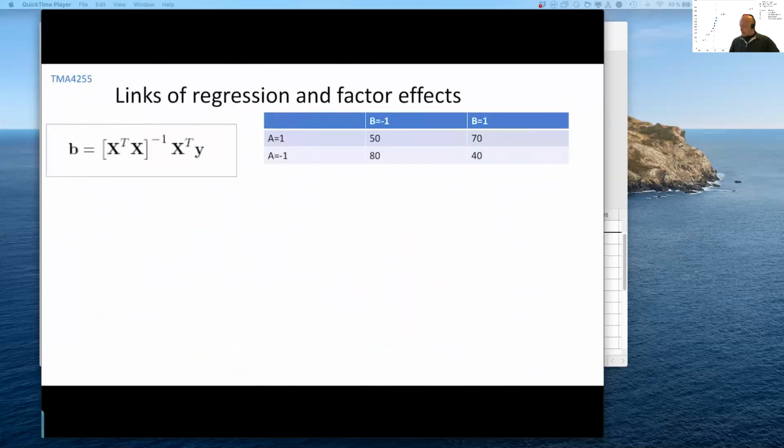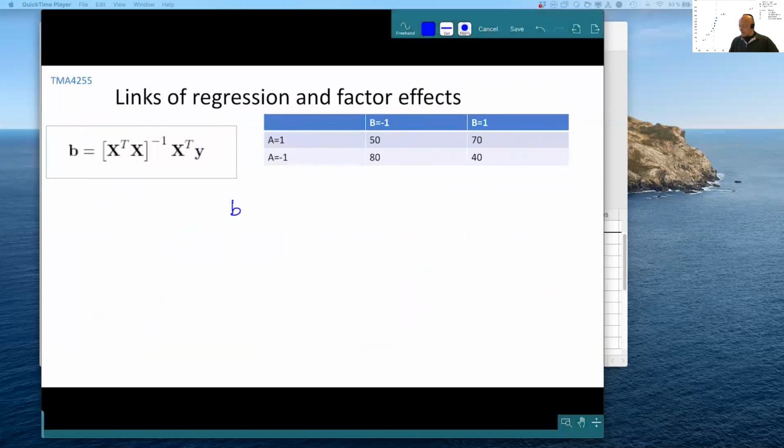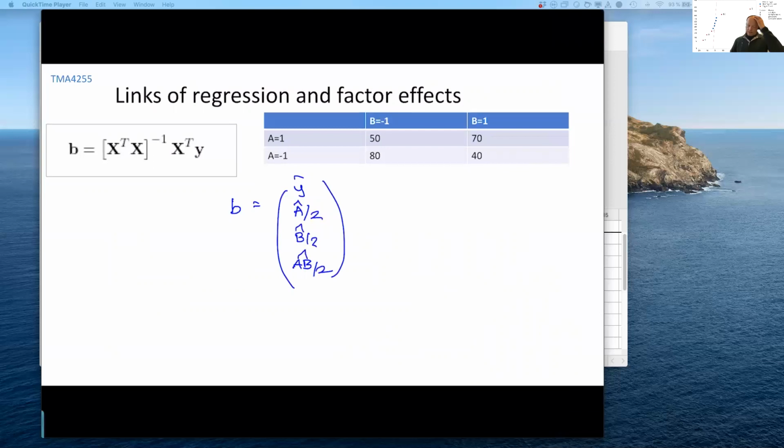Yeah, so there's a clear link here that we saw. This gives the same thing. And when we compute effects, we will then get that this B is, as I said, y bar, and then we have a hat over 2, b hat over 2, ab hat over 2. So there's a clear relation. It's just a factor 2 because we take the factor 4 instead of 2, and this goes on to higher number of factors.